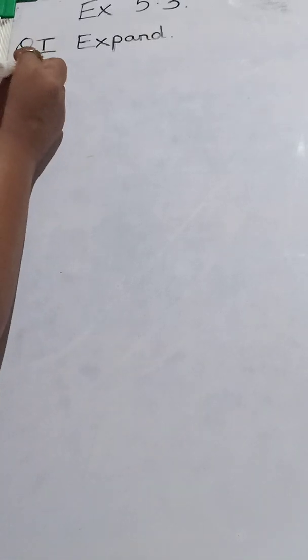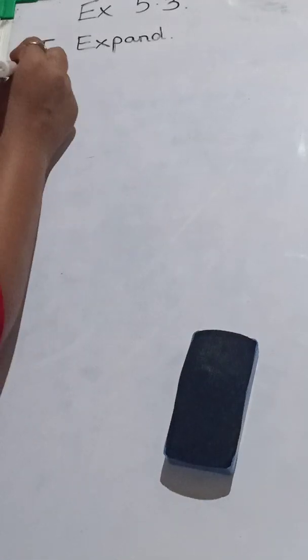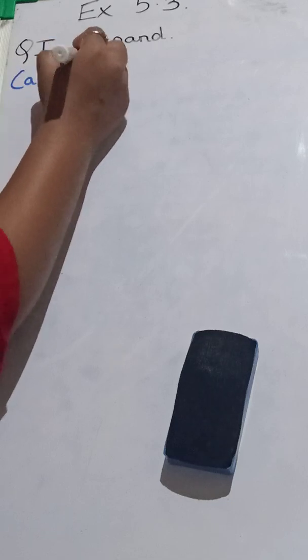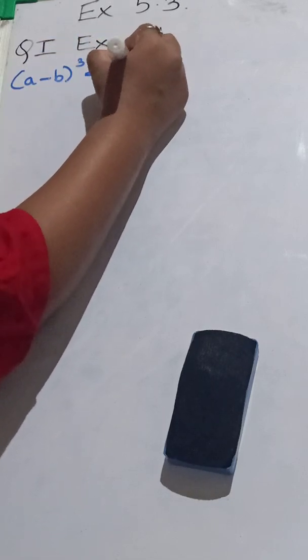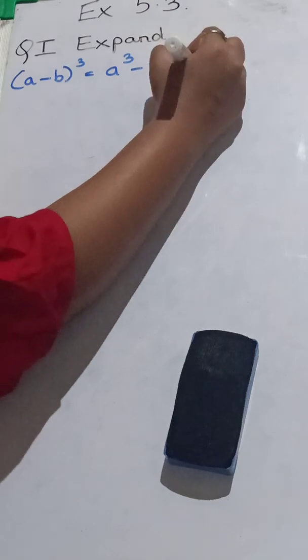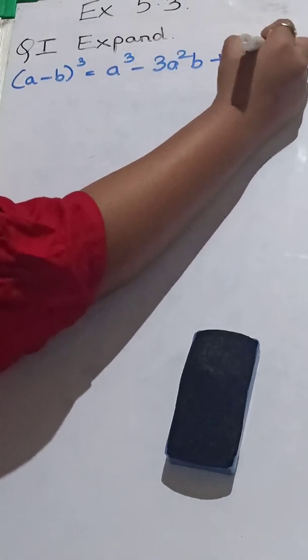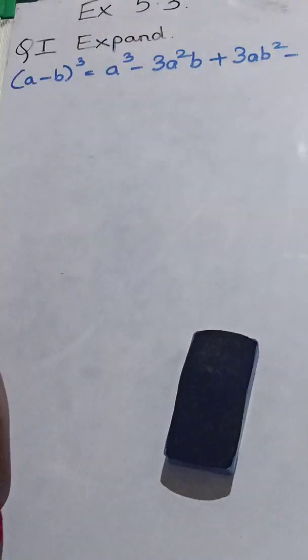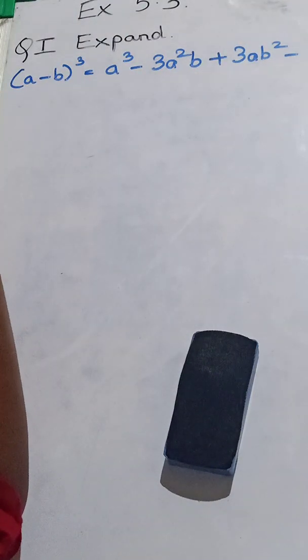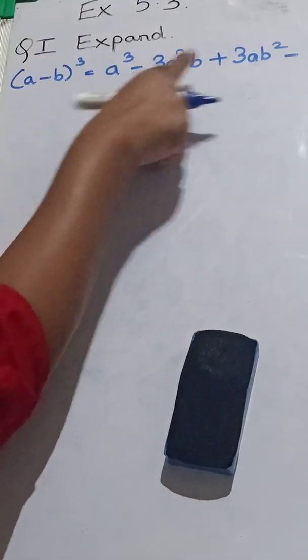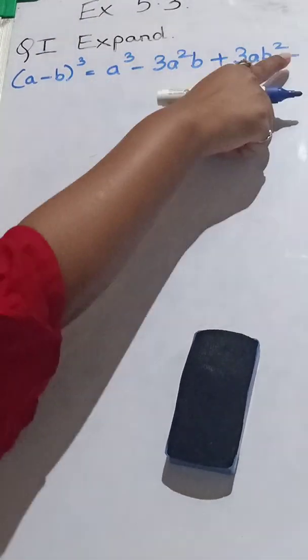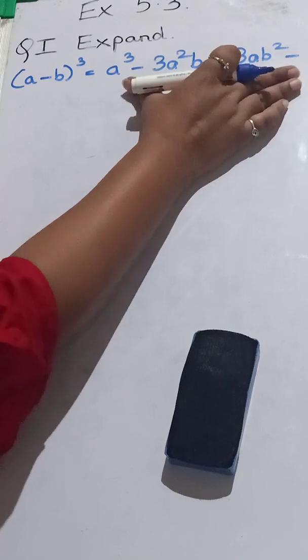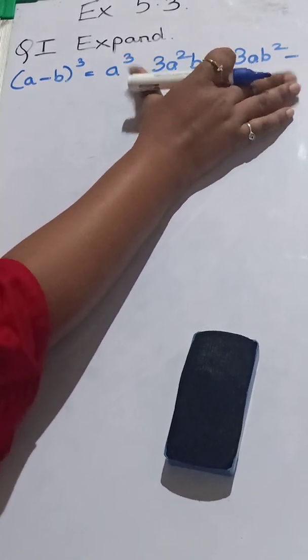Now we will start with the second sum. Before we start, we will just write the formula and keep it on the top so that it's easy for you all to remember and solve. A cube minus 3a square b plus 3ab square minus b cube. Same formula as last time, that is for 5.2 what we had learned. Only the two signs change, that is this minus and this minus sign changes. Otherwise the whole formula is same.